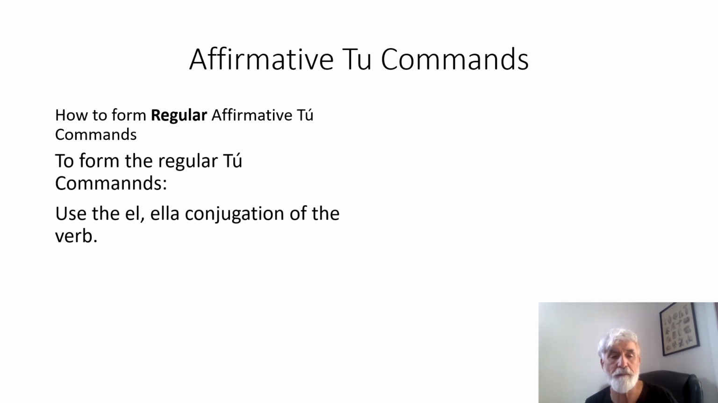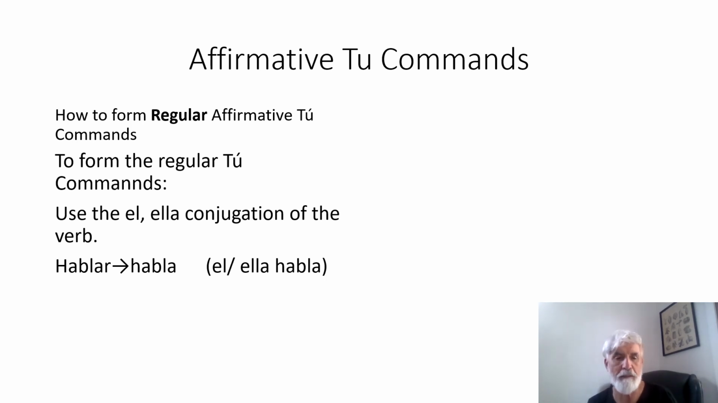So let's take a look. For AR verbs, for example, we have hablar. What is the ella conjugation of hablar? It's the stem habla with the a ending. Habla, él habla, ella habla. So habla is the command form. And if you tell someone habla, you're telling them speak. Speak Spanish. Habla español. Speak English. Habla inglés. And you're giving a tú command form.